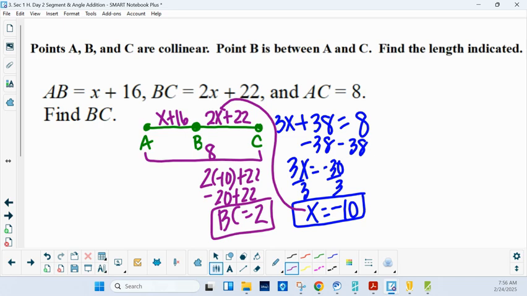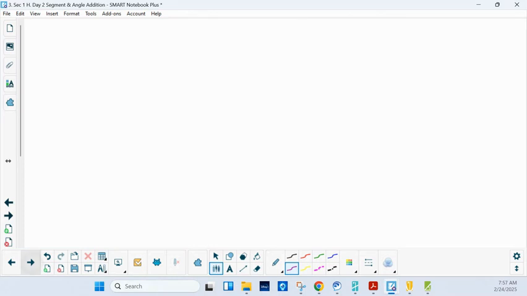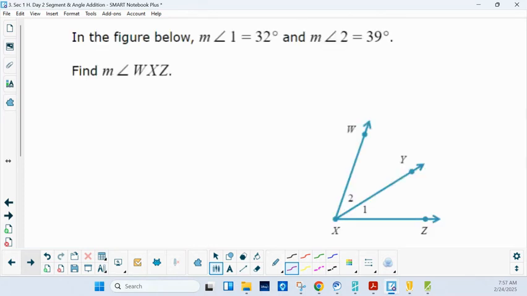Okay, so segment addition. Sometimes we gotta draw the diagram. We also worked with angle addition. It's the same idea. Any 2 or more parts of an angle will always add to equal the whole. So no matter how many parts it has, you can add them all up and it will equal the whole angle. Here we've got a figure. Angle 1 is 32, let's throw that in there. Angle 2 is 39.